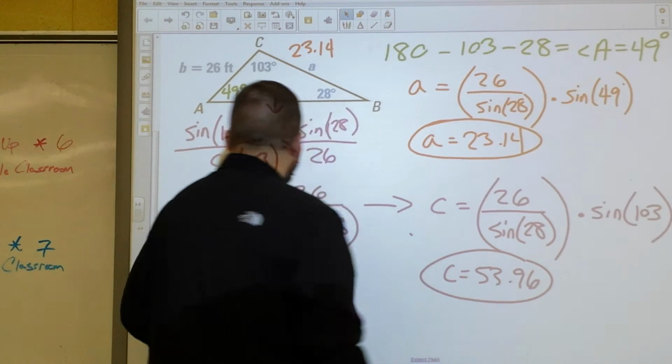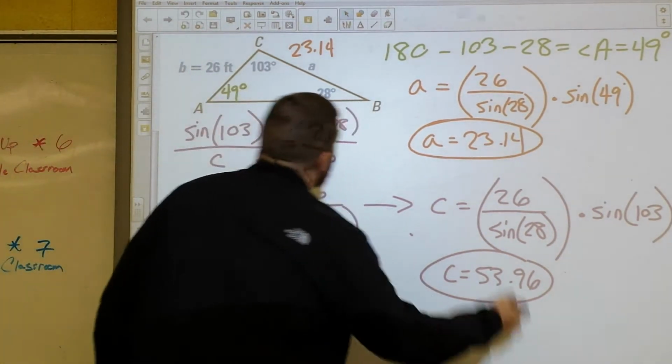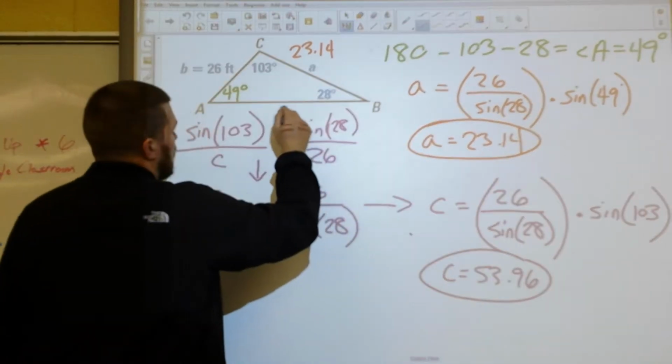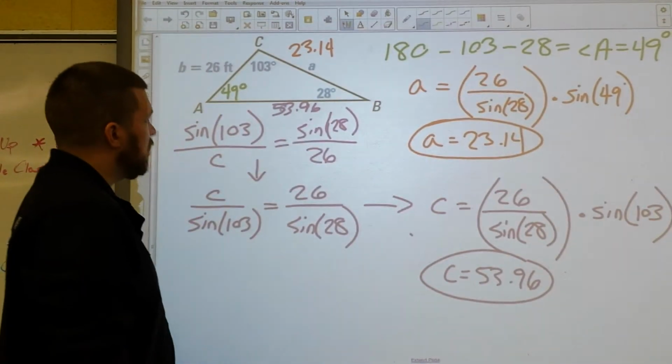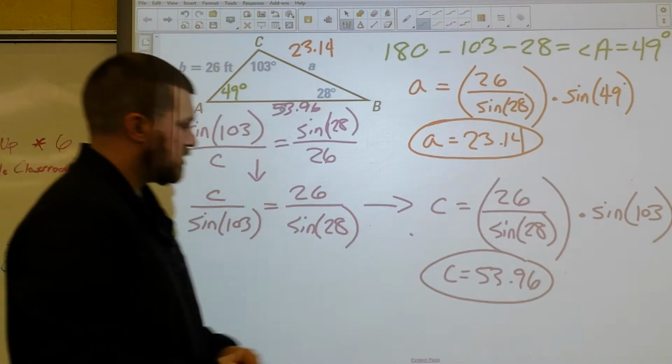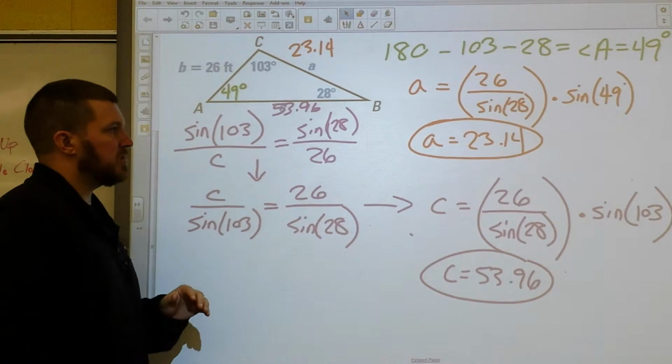So we found all the missing sides, side A and side C. So 53.96. I like to fill in my picture. And I also found angle A. So I solved the triangle. It didn't have to be a right triangle because I used law of sines.